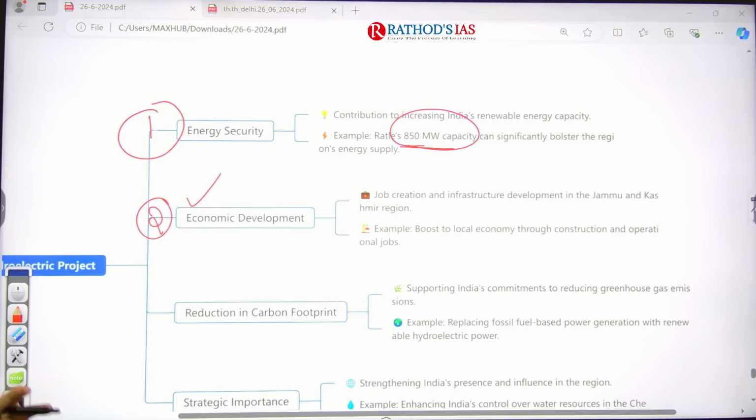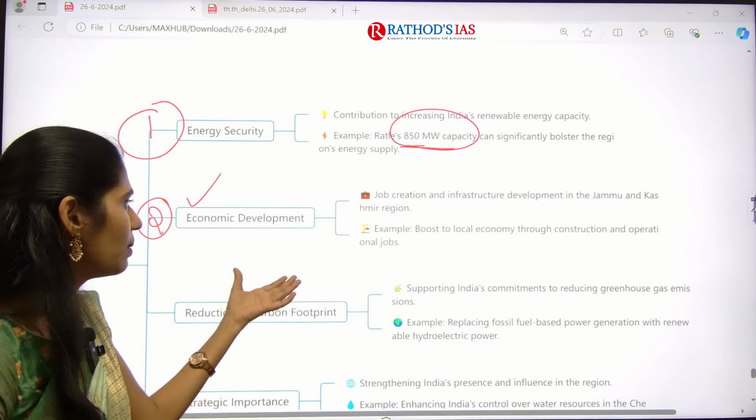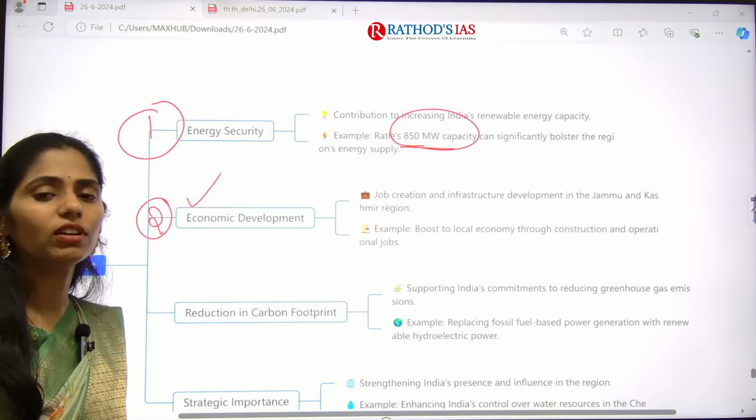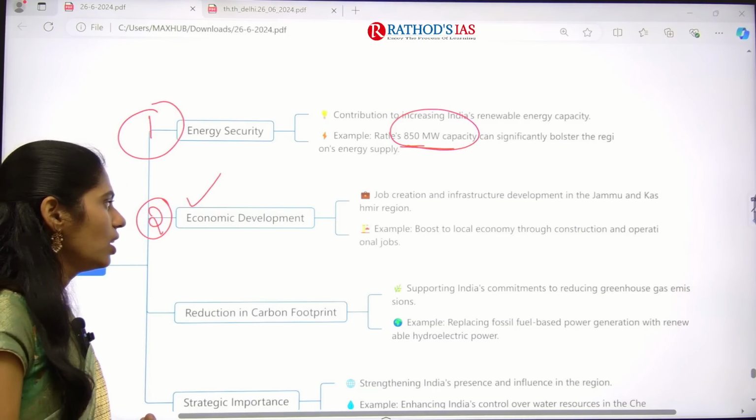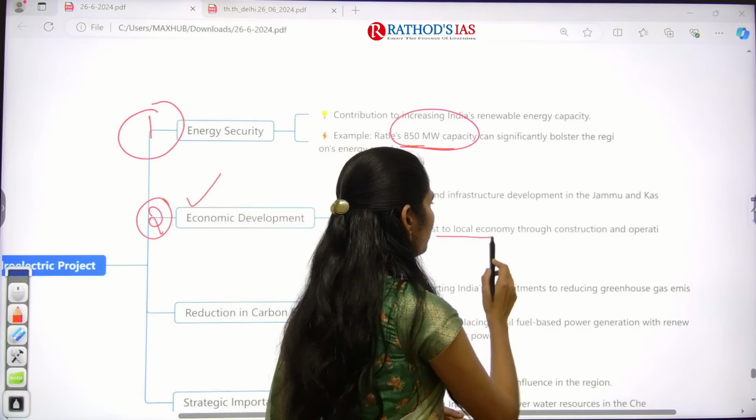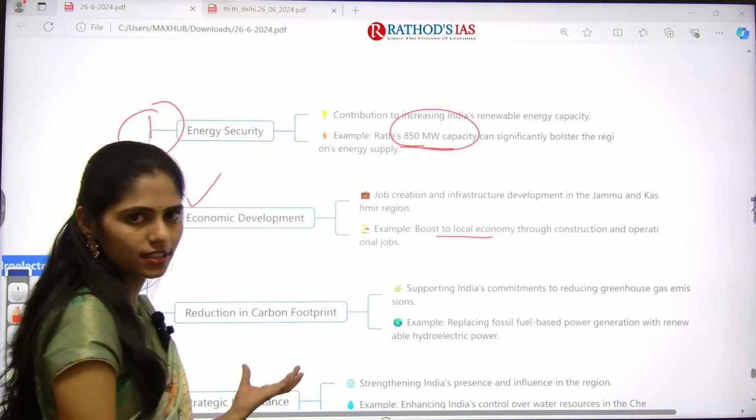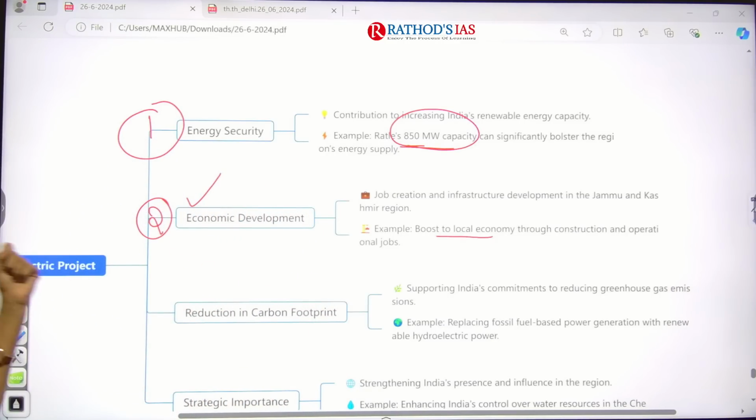Next, this project will also be helpful for economic development. Whenever we have any infrastructure project, that will create employment opportunities, and it will be helpful for development of infrastructure. So that will boost the local economy through construction, operational jobs, etc. In this way, it will contribute to the economy.